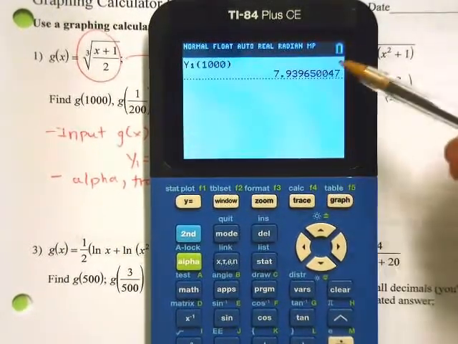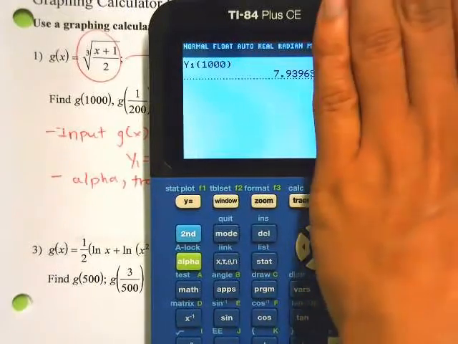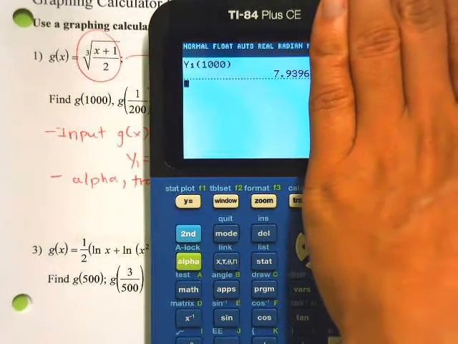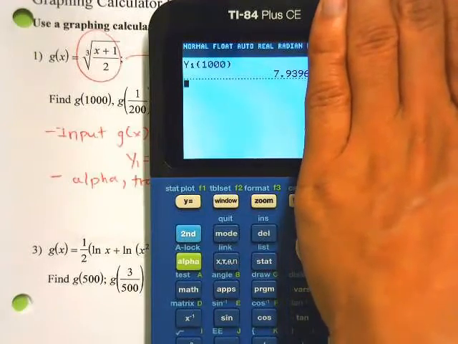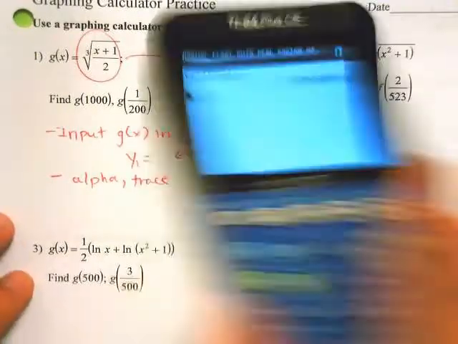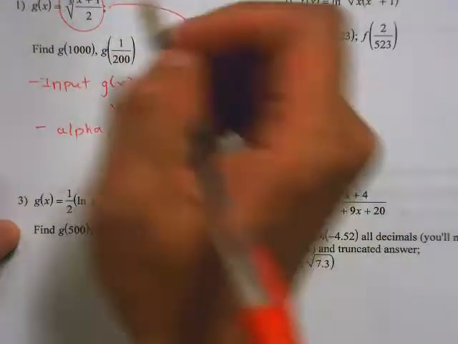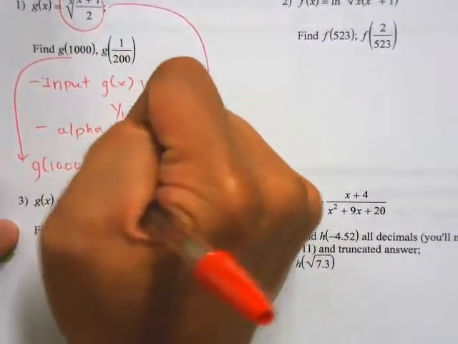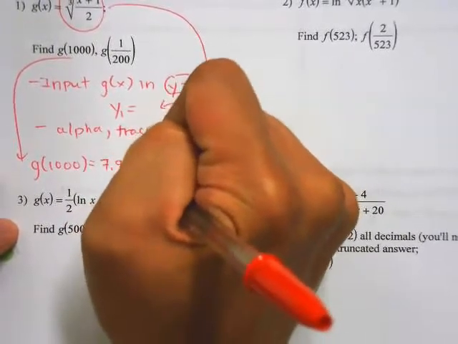For our class, we're going to truncate to 3 decimal places, so it's 7.939. If you do 7.940, that's fine too, AP will accept that. If you do 7.938, they will not accept that. So either truncate or round. For our class, let's just do truncating, and that will be okay. So g of 1,000 is equal to 7.939.